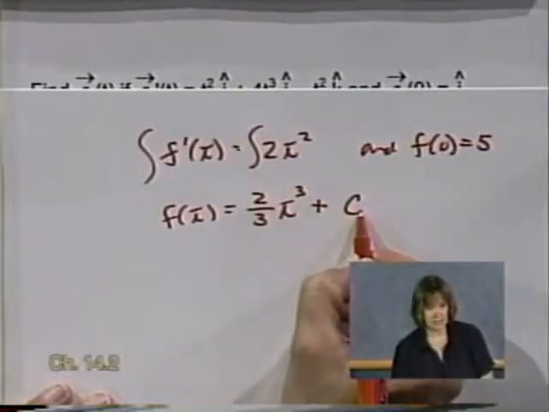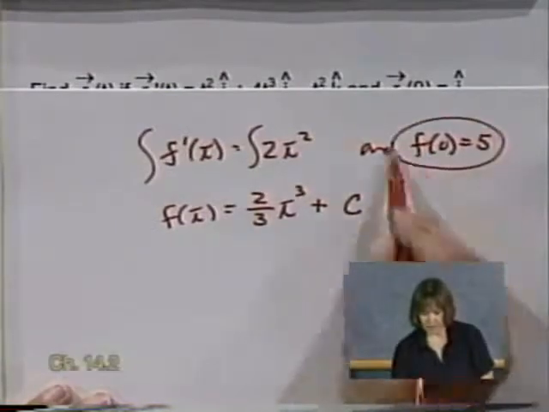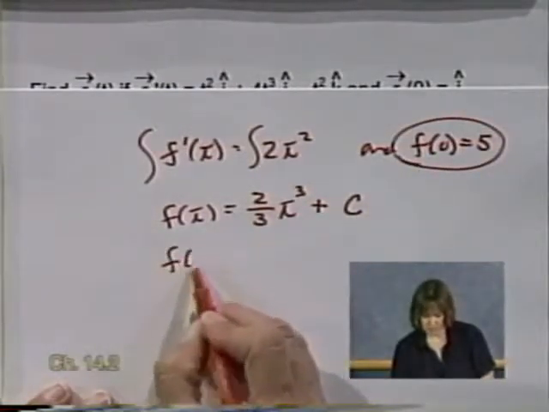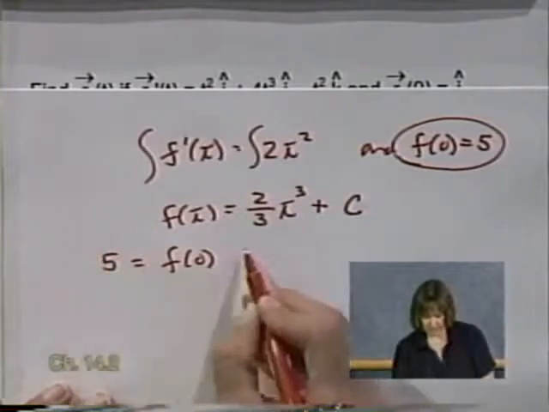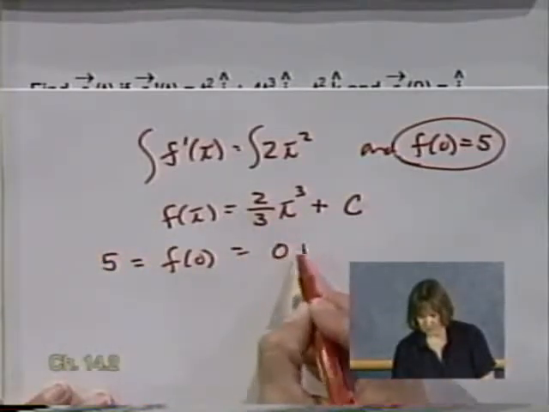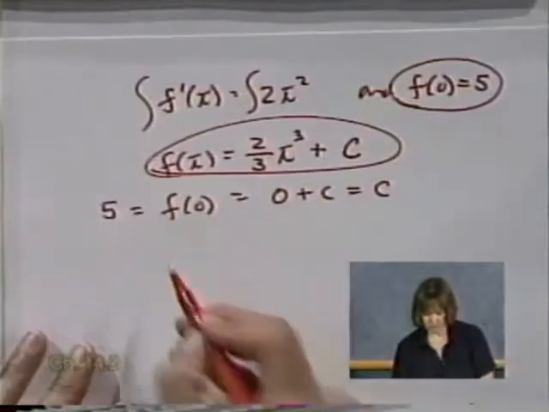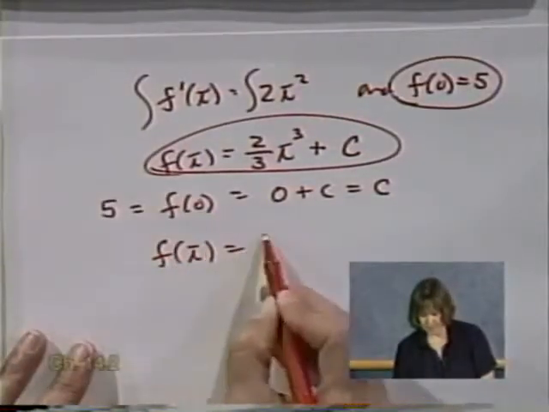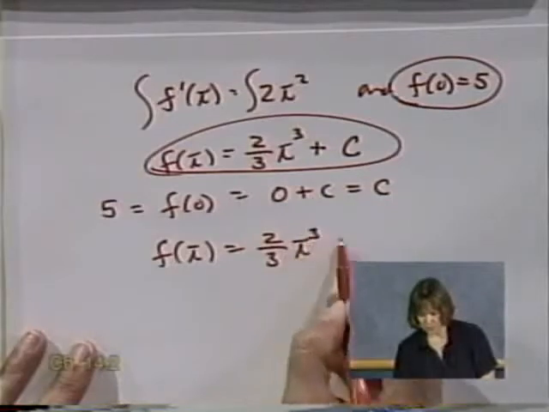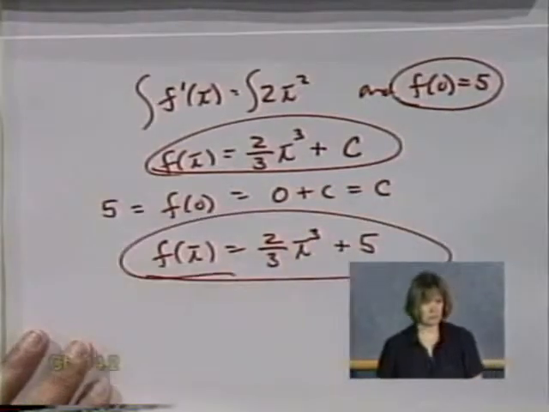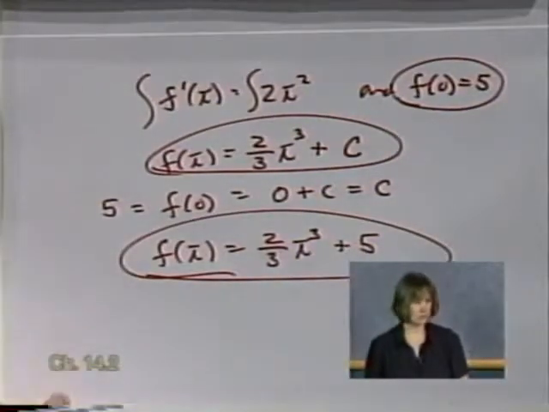Back in your Calc 1 days. And since f of 0 was 5, you go, oh, Ms. Strocko, since f of 0 is 5, if I plug a 0 in here, I get 0 plus c. That tells me c is 5. So my function is f of t is 2/3 t cubed plus 5. You remember doing those. You did them in Calc 1, you did them in Calc 2, right?